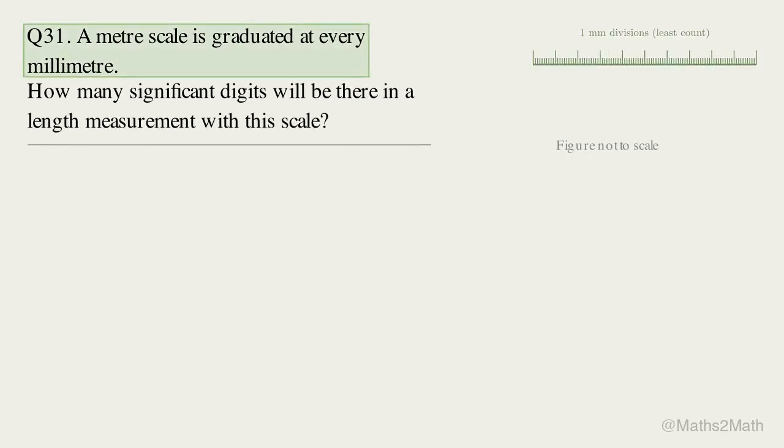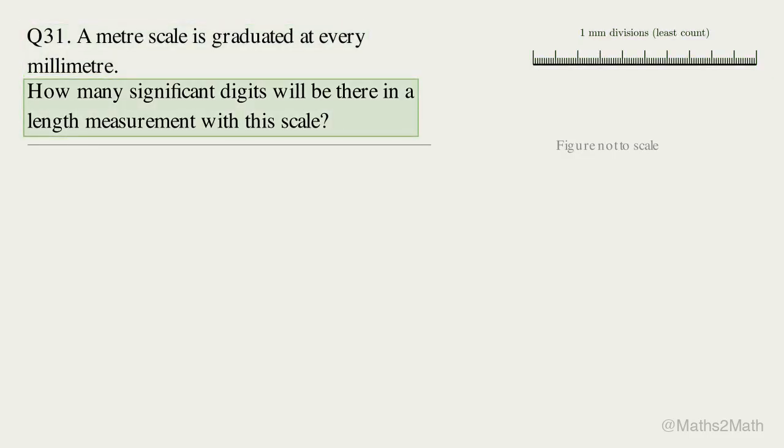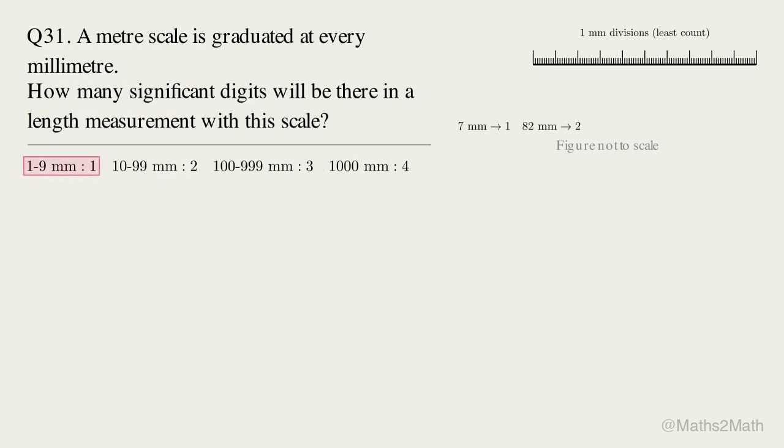Question 31. A meter scale is graduated at every millimeter. How many significant digits can a length measured with it have? What does this mean? The count depends on how long the measured length is. The scale reads to 1 millimeter. A length of a few millimeters has 1 digit, tens of millimeters 2, hundreds 3, and up to 1,000 millimeters, 4. Hence, the measurement can have 1, 2, 3, or 4 significant digits, depending on the length.